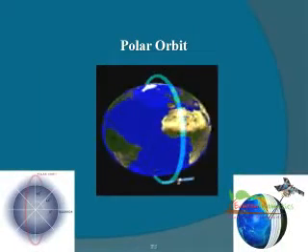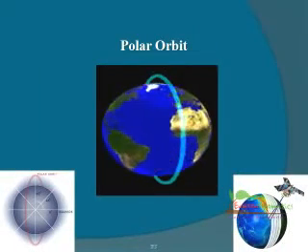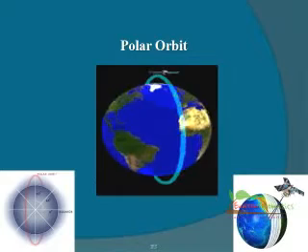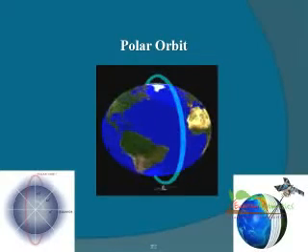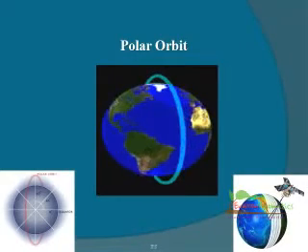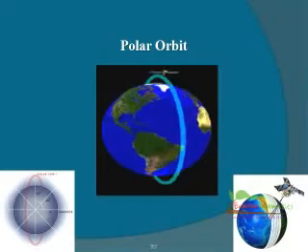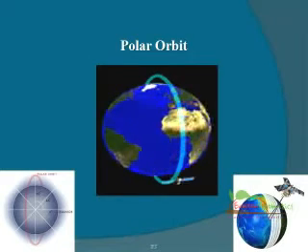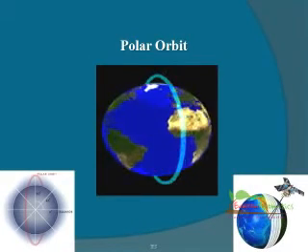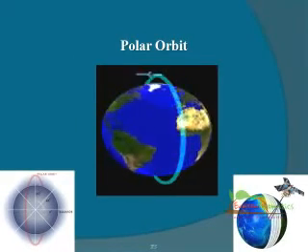Polar orbit. The polar orbit is a particular type of low Earth orbit. The only difference is that a satellite in polar orbit travels in the north-south direction, rather than the more common east-west direction.